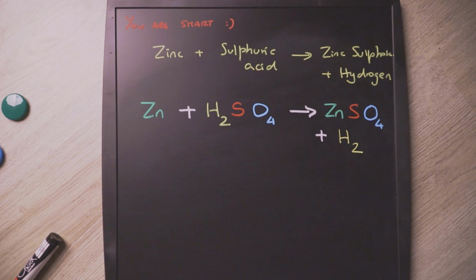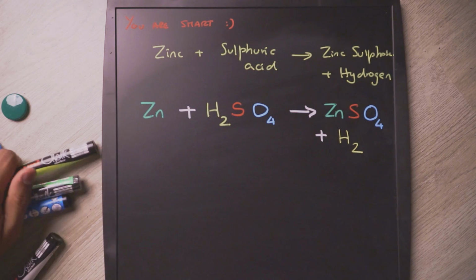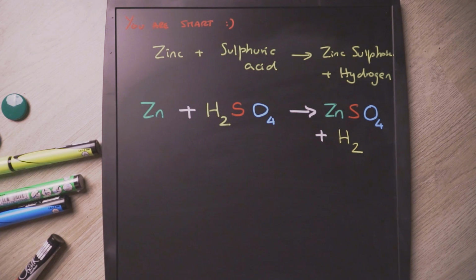Zinc combines with sulfuric acid. Zinc's formula is Zn. Sulfuric acid is H2SO4 to create zinc sulfate, ZnSO4, plus hydrogen molecule. Now the question is, is this balanced or not? Now let's visually do this once and then we'll see how we could do it in a quicker way. So let's do it visually so that we understand what we are doing.